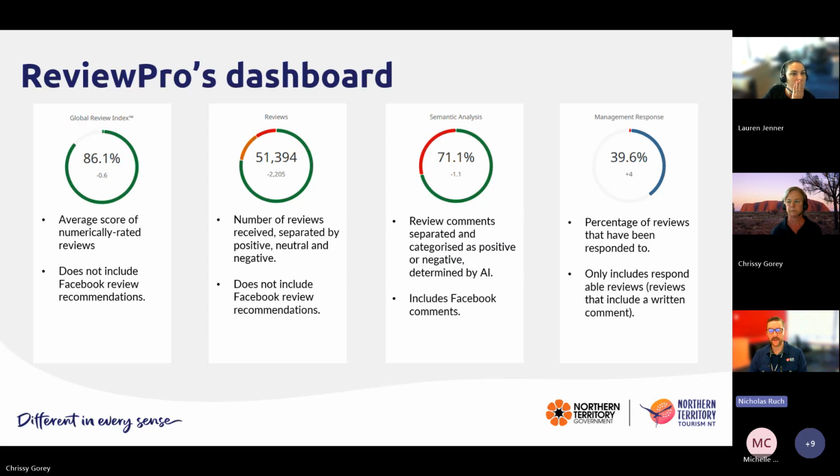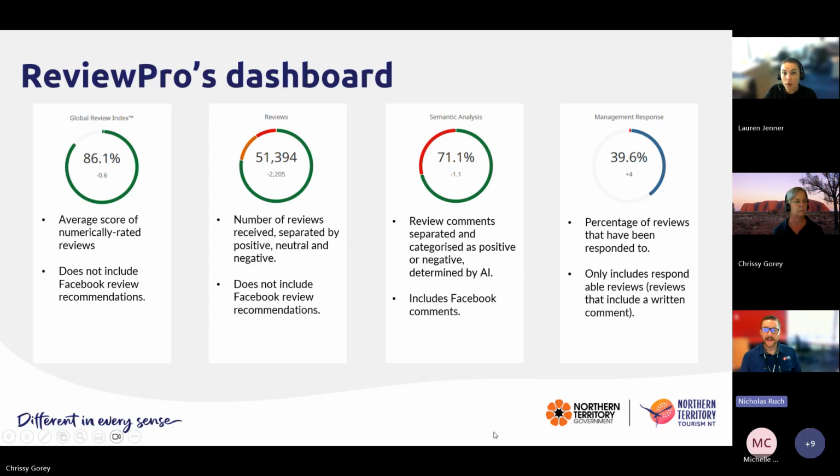So the green is showing positive. If that's Google, it's 4 and 5-star ratings. The orange is neutral, so it'll be 3-star, and the red is negative, 1 and 2-star ratings. This also is not tracking Facebook in this particular graph.